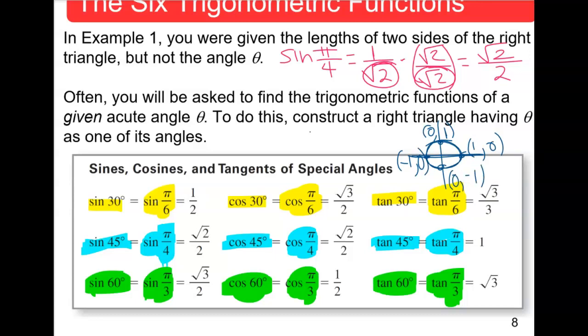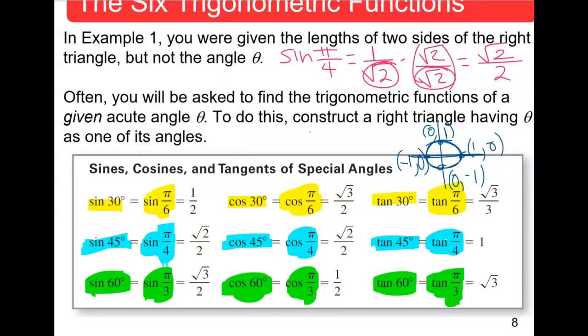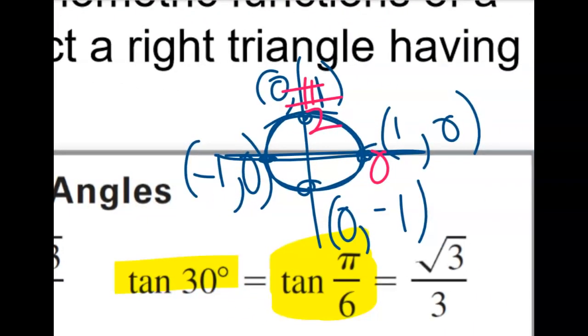So remember the angles that I'm talking about will be 0, pi over 2, or 90. And I'm going to zoom in a little bit. We have pi, 3 pi over 2, or 270. And then, of course, 2 pi. And let's see, sine will always be the y value, cosine is the x value.